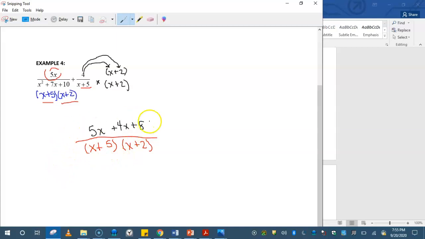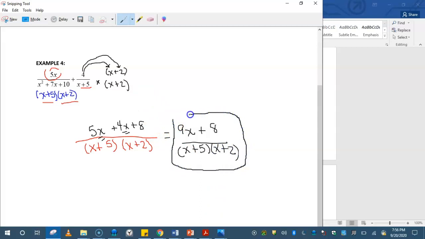All right. Now my last step, I'm going to go ahead and combine like terms. The two like terms that we see are the 4x and the 5x. Together, that is 9x. So we got 9x plus 8 over my x plus 5 and x plus 2. All right, guys. Let's move on to the next problem.